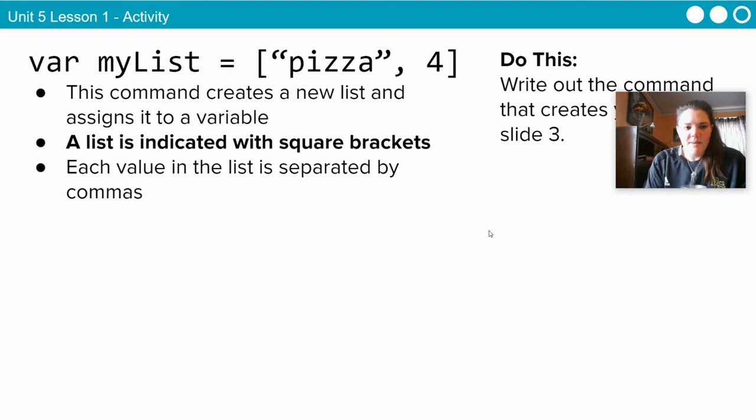Now, next up, we've got a variable that is defined as a list called myList. So here's the name. We know it's a list because it's got brackets. And inside those brackets come the things that are in the different indexes. So in index 0, we've got the string pizza. And in index 1, we've got the number 4.